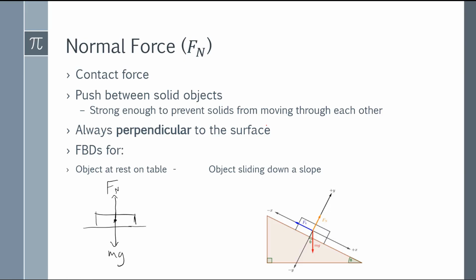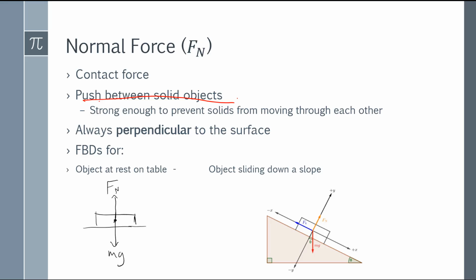The normal force is a contact force that acts between solid objects that are touching each other. It's the push between solid objects. It's the force that's just going to be strong enough to prevent objects from falling through each other.